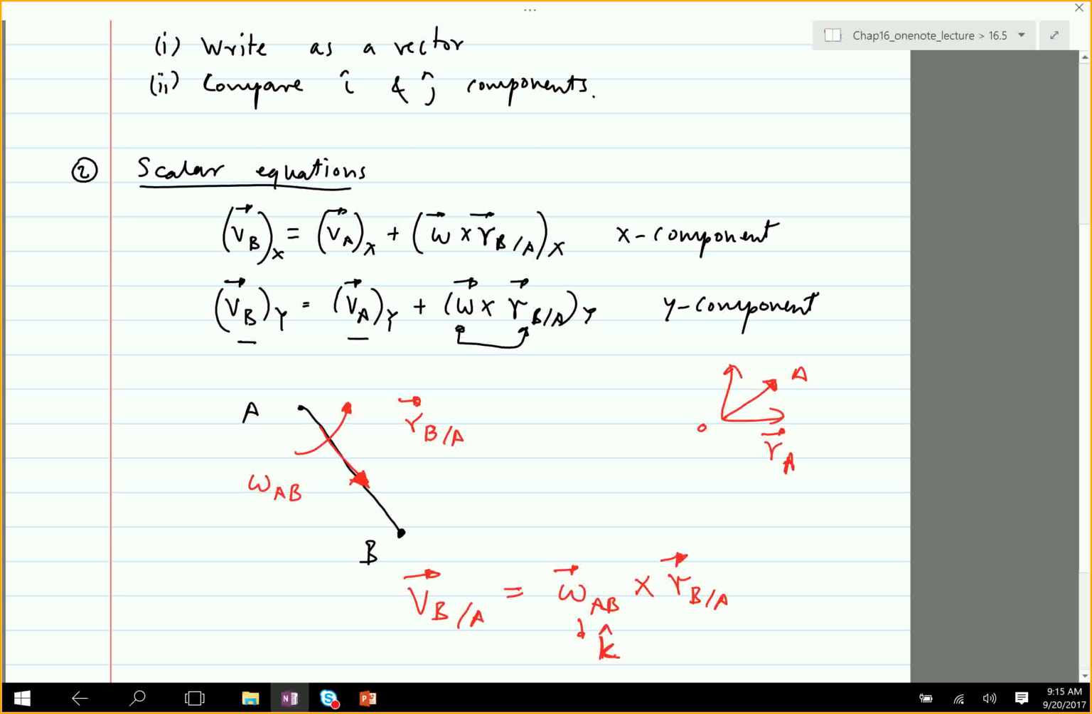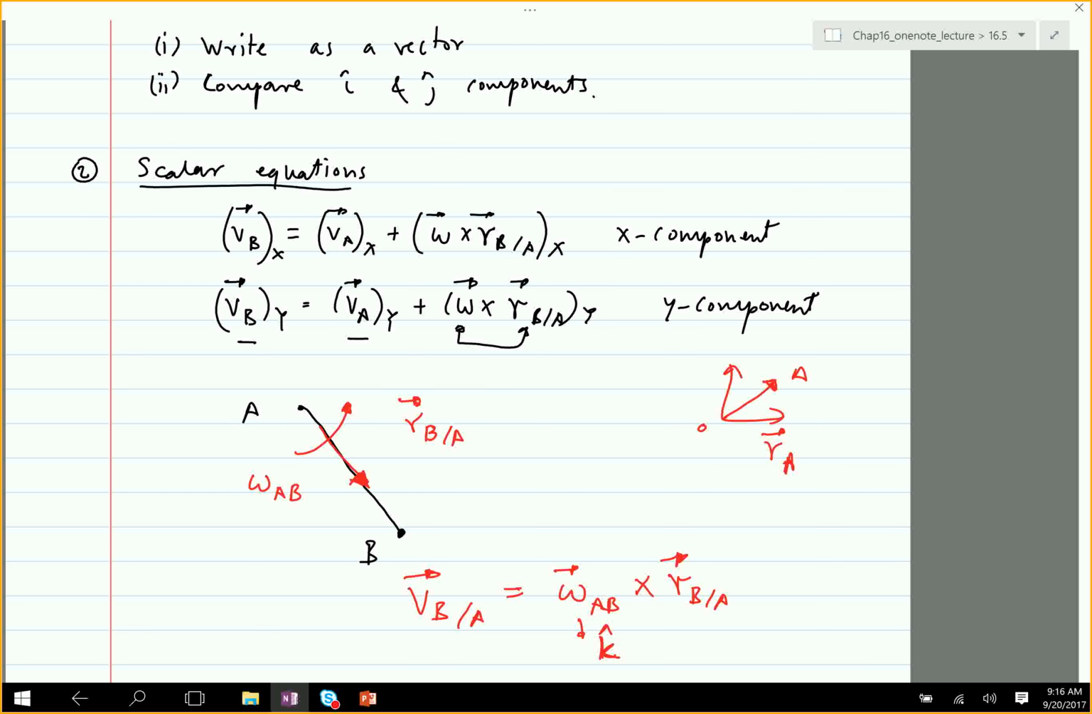So if you want to find the velocity of B with respect to A, you need to take the cross product of a vector which points outside the plane and the vector which goes from A to B. Think of this vector as omega AB. If you curl the right hand, you get the direction of rotation of AB, right? So you want to find the cross product of K with this vector. You need to go from here to here.